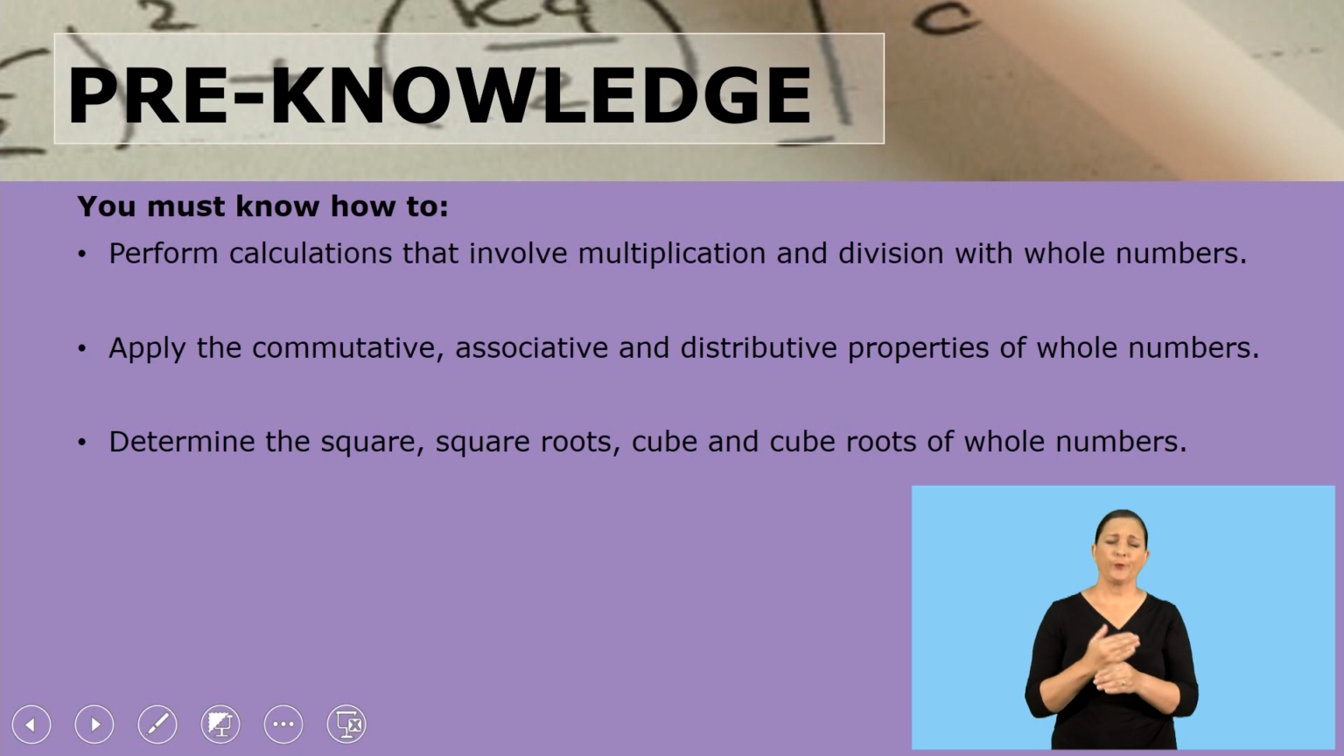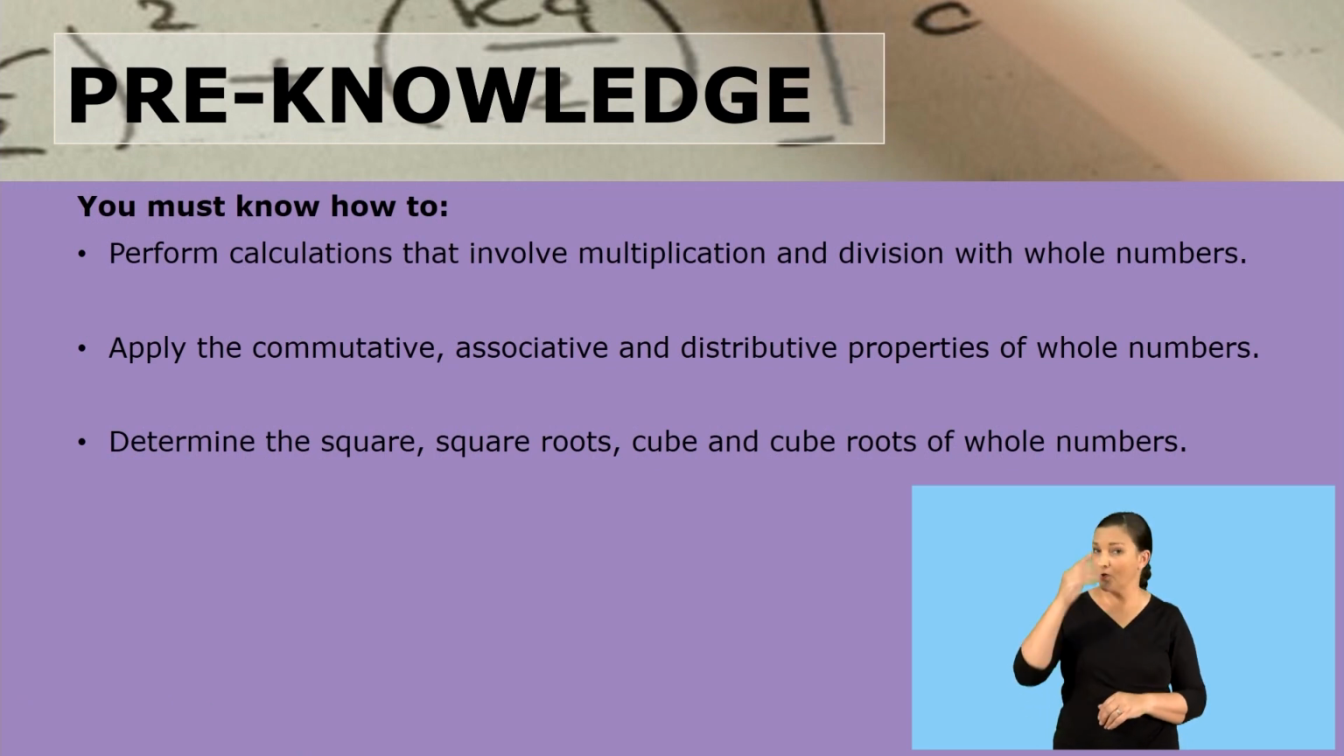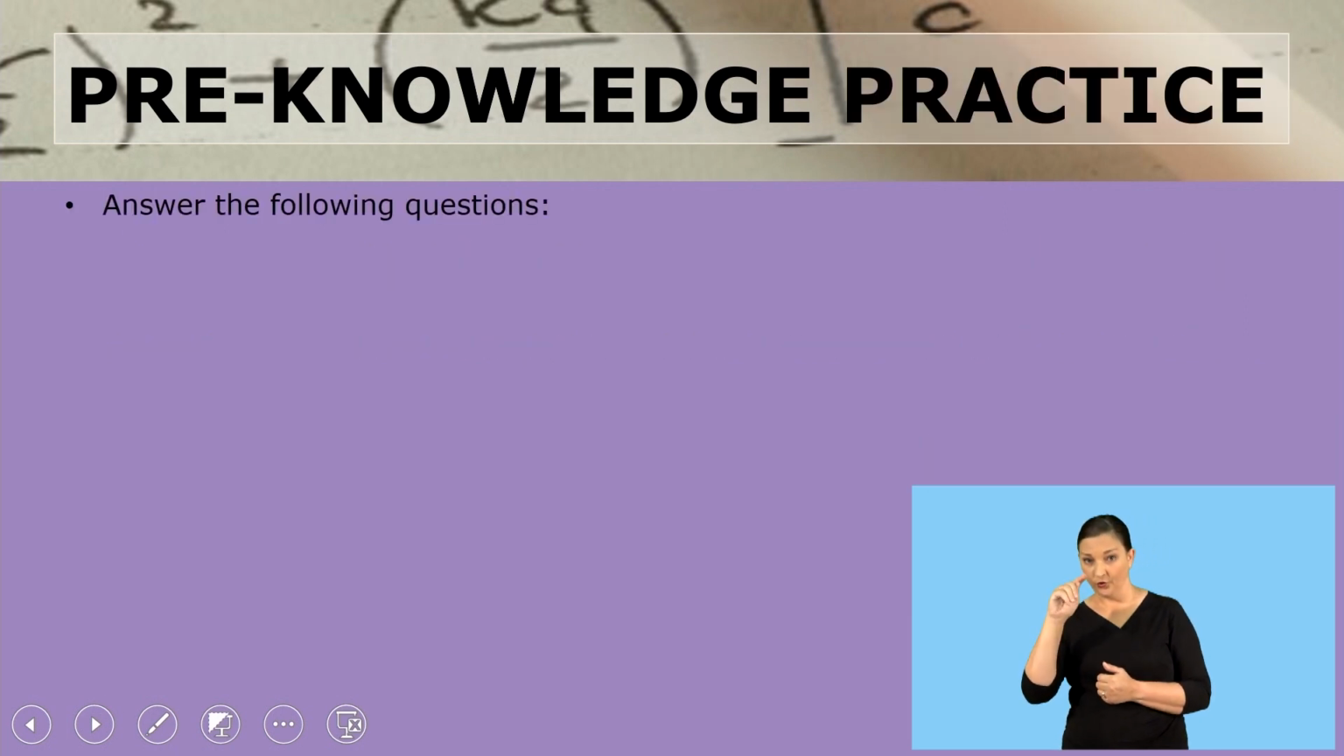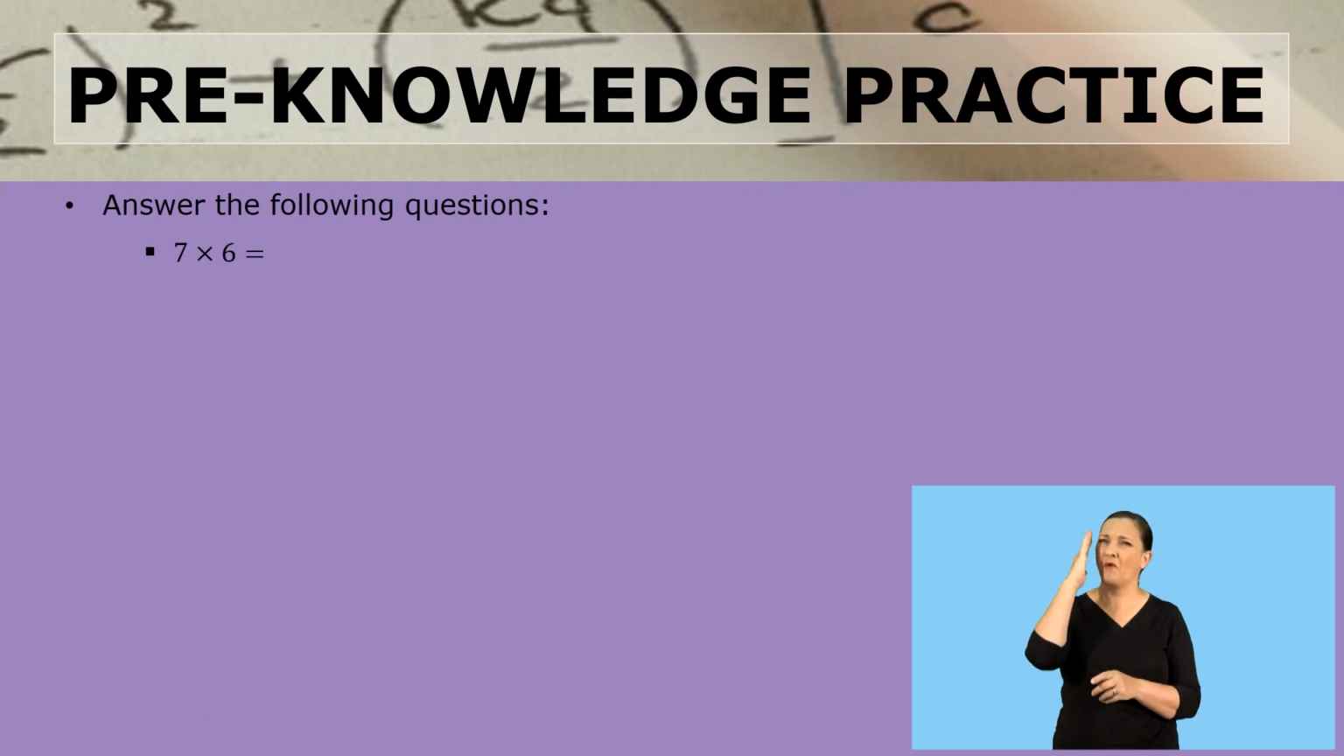Let's move on to the pre-knowledge that you are supposed to have for this lesson. You must know how to perform calculations that involve multiplication and division with whole numbers, apply the commutative, associative, and distributive properties of whole numbers, and determine the square roots, cube, and cube roots of whole numbers. Let's do some practice on that pre-knowledge, things that you are supposed to know already.